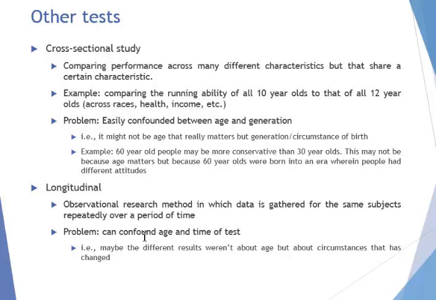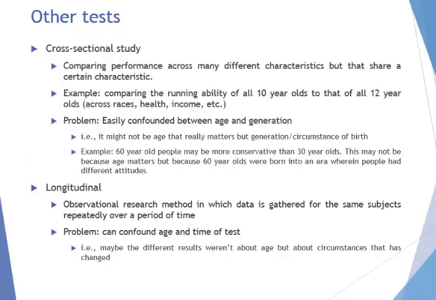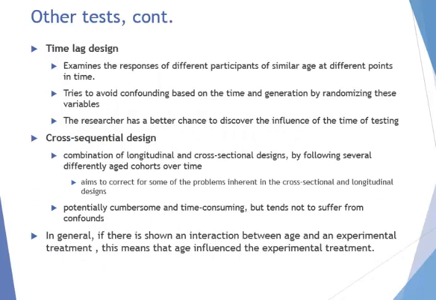The problem with that is that you can confound the time of the test. At least in the cross-sectional case, the 30-year-old and the 60-year-old were taking the test at the same time. Here you're talking about people that are taking this political test 30 years apart. Society might have changed. It might not be anything to do with the individual. It might not be anything to do with the age. It might just be it's a different era and people have different attitudes in general. So each one has their strength and each one has their weakness.